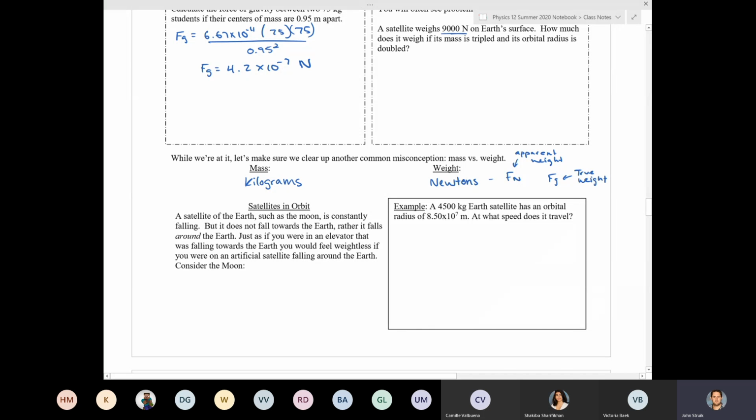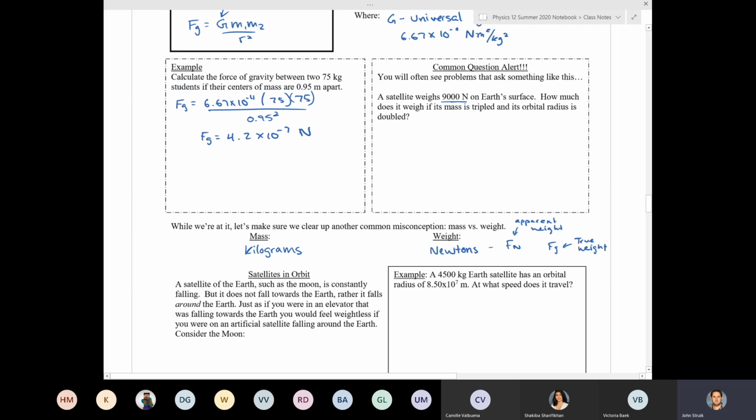Now you can be weightless if your Fn is 0. Fn is like if you go on a roller coaster, your Fn changes, and whenever you're accelerating at something other than 9.8, you'll feel that. So your Fn changes. Okay.